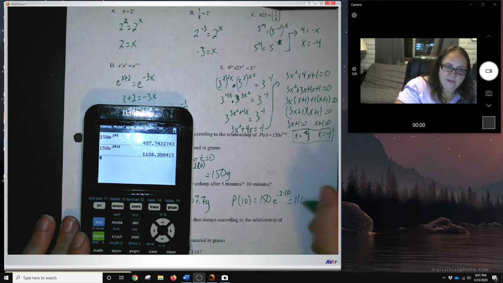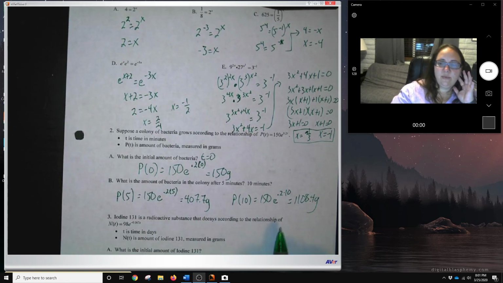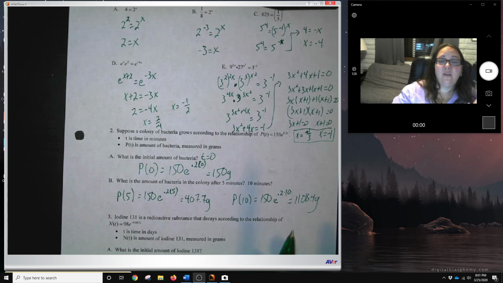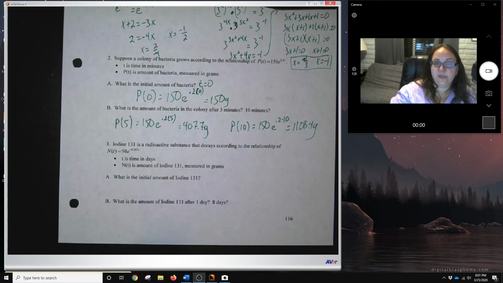So that's 1,108.4 grams. Now notice that our time doubled, but the weight of our bacteria almost tripled. So this is not linear. You can't expect that when time doubles, the number of things will double. An exponential function will definitely grow faster than that.